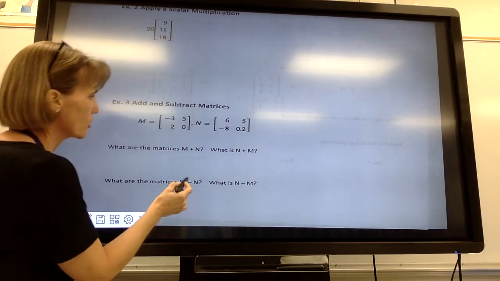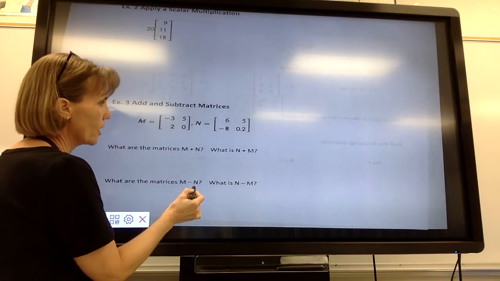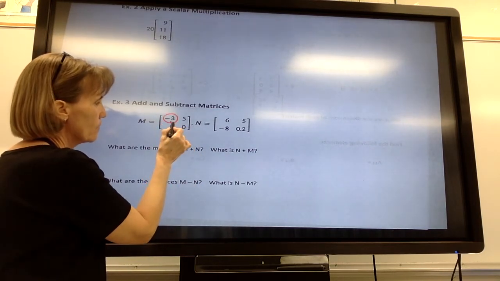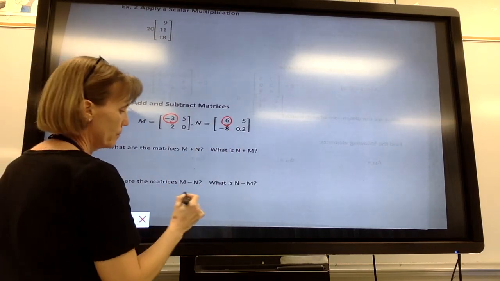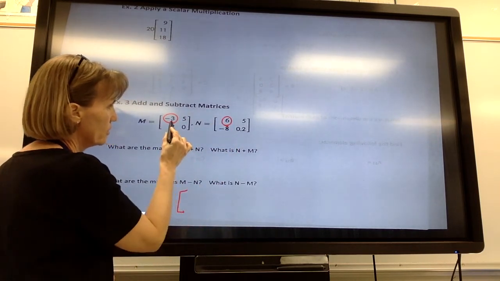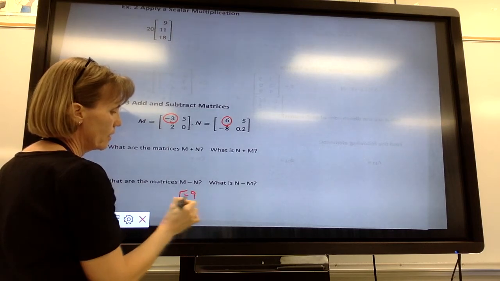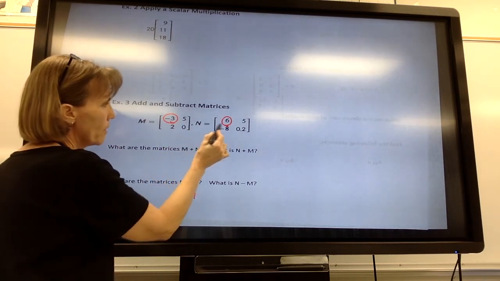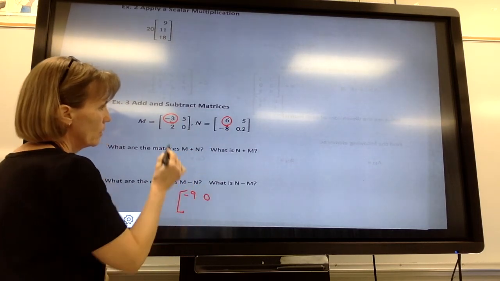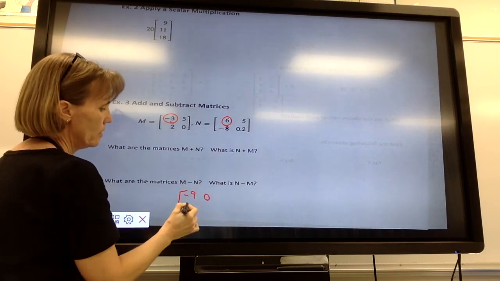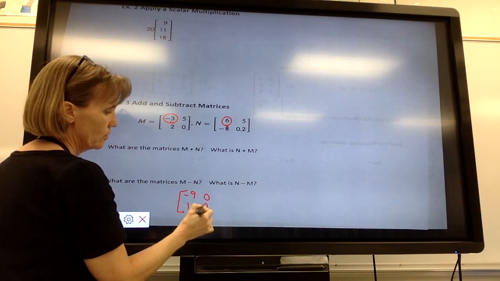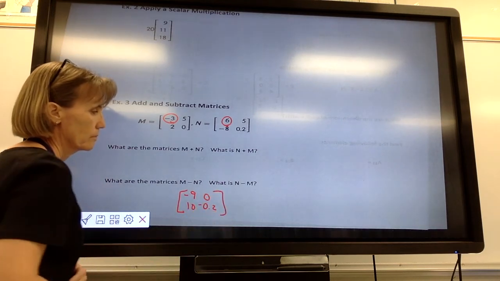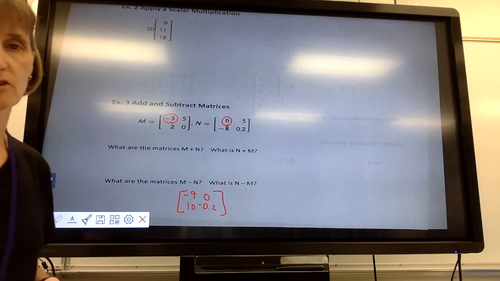Now when it comes to subtraction, if I start with M and I subtract N, same thing, I'm taking first row, first column, and I'm subtracting the first row, first column. So this answer, negative 3 minus 6 would be a negative 9. 5 minus 5 would be 0. 2 minus a negative 8 would be 10. And 0 minus 2/10 would be a negative 2/10. So subtraction is going to work the same way.